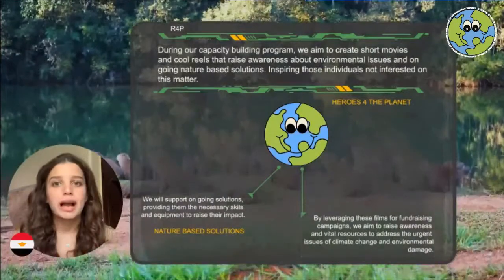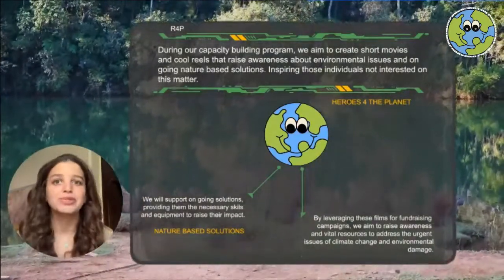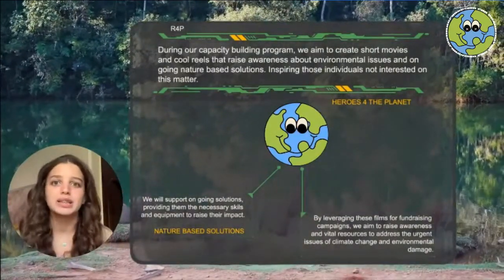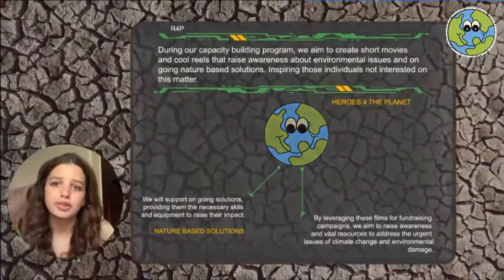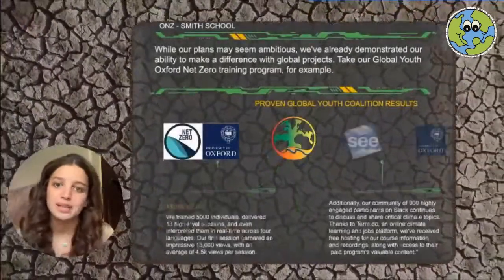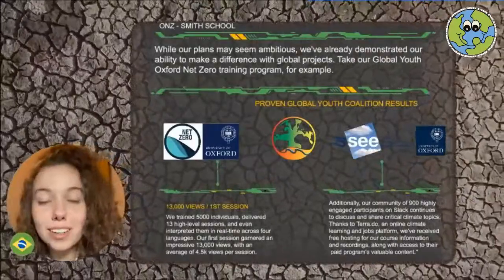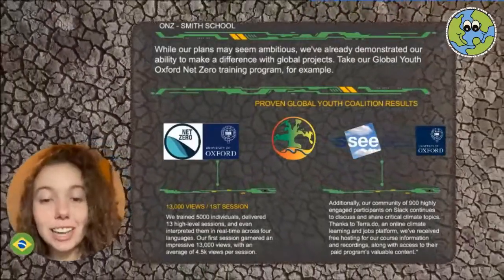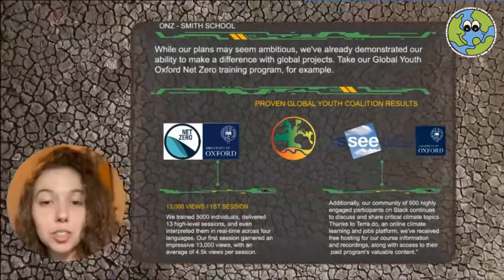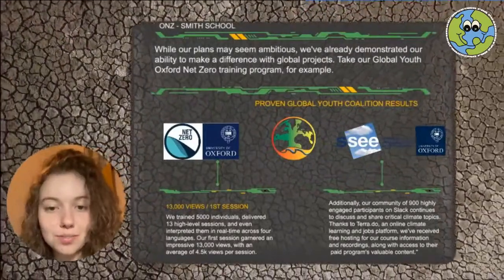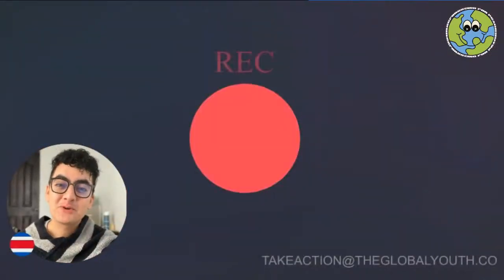And while our plans seem ambitious, we've already demonstrated our ability to make a difference with global projects. Take our Global Youth Oxford Net Zero training program as an example. We trained 5,000 individuals through 13 sessions live interpreted in 4 languages, and our first session had an outreach of 13,000 views. Now enjoy our promotional video.